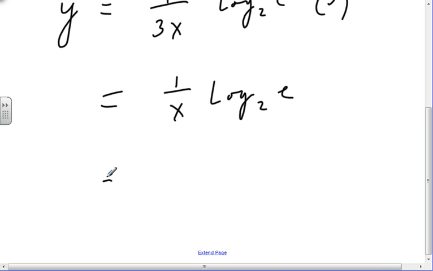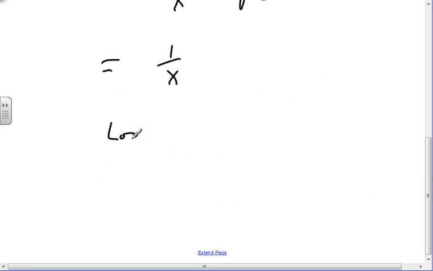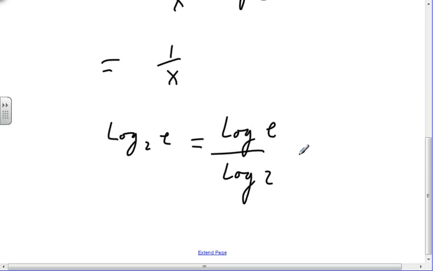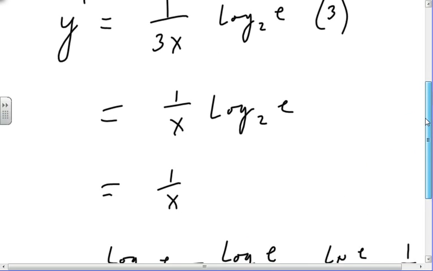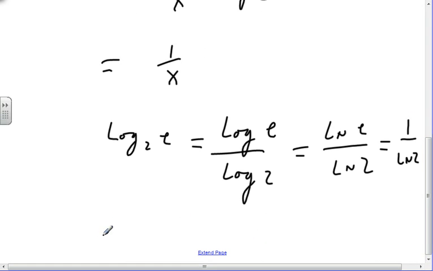Now, if I wanted to, I could also recall that log base 2 of e is the same as log e divided by log 2. Remember that from a long time ago? Which is also natural log e divided by natural log 2. Now, natural log e is 1, so that'd be 1 over natural log 2. So we could write this if we wanted to. We could say it's 1 over x natural log 2, and that would be just as good.